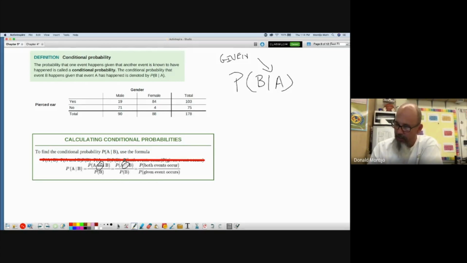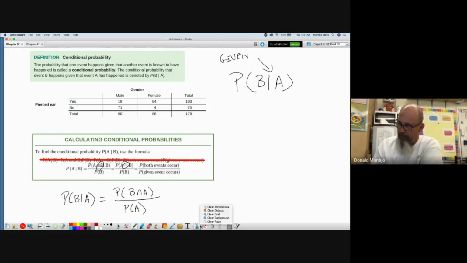Now, if we wanted to do the probability of B given A instead of A given B, that's fine. It would be the probability of B and A always divided by the given. In this case, A is given. Well, let's put some context to this conditional probability. It's a probability that one event occurs given that the other event occurs. So if we look back to the gender and your ear pierced table from previous problems, I think that you'll be able to see how conditional probability works.